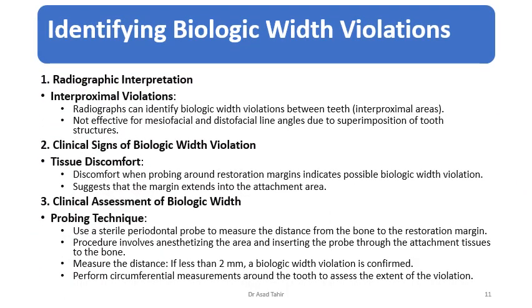Biologic width evaluation. Identifying biologic width violations. Radiographic interpretation. Interproximal violations: radiographs can identify biologic width violations between teeth, in interproximal areas. They are not effective for mesiofacial and distal line angles due to superimposition of tooth structures.